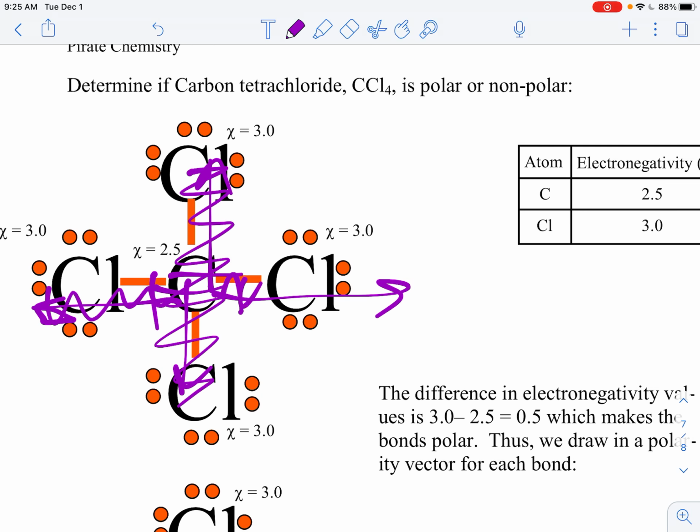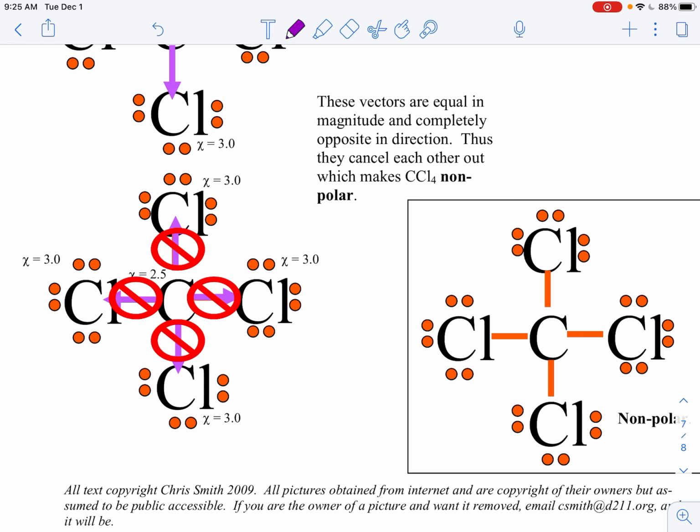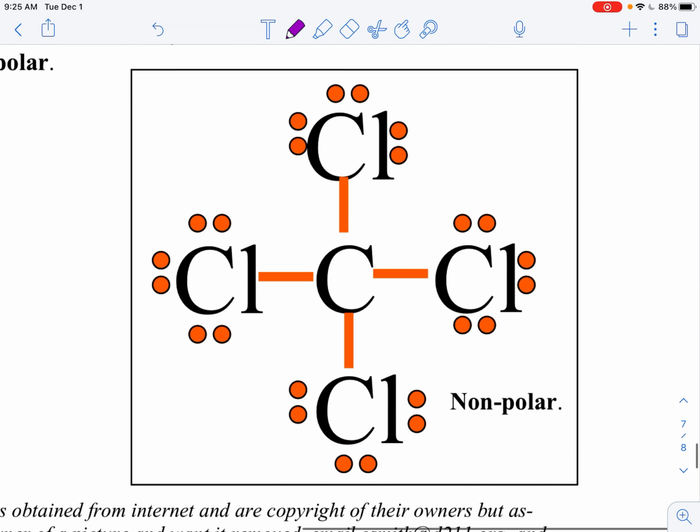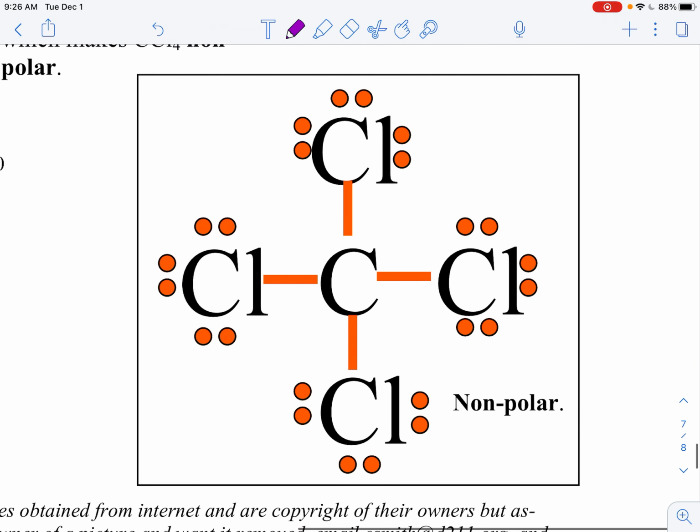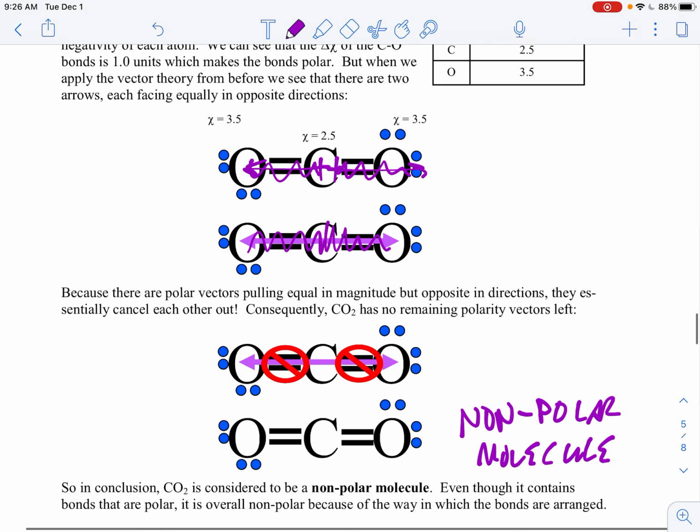So this is a molecule that has 4 polar bonds, but all four of those polar bonds cancel each other out, and there are no arrows left. And if there are no arrows left, then this is a molecule that is non-polar. So that's a molecule that has polar bonds but is non-polar.